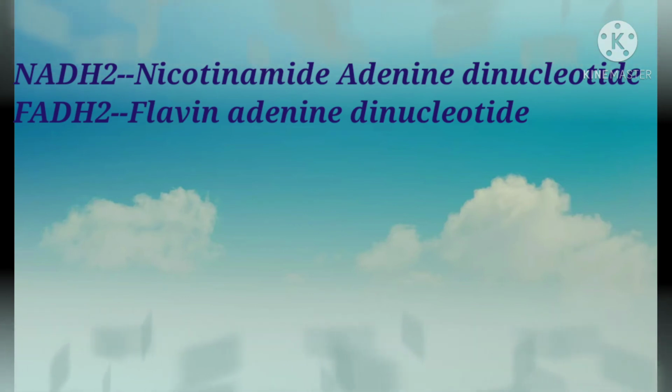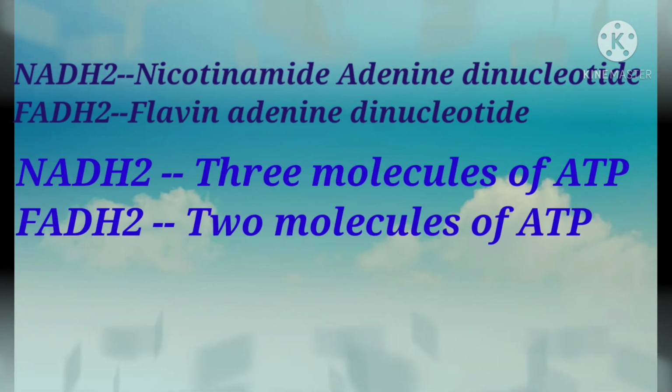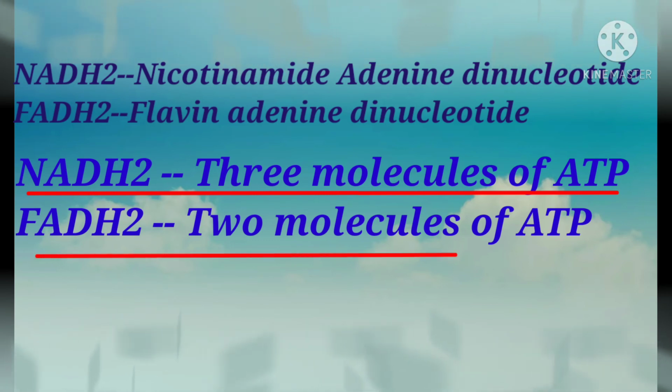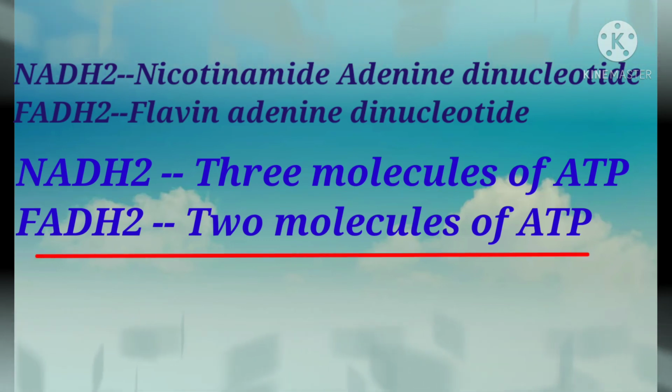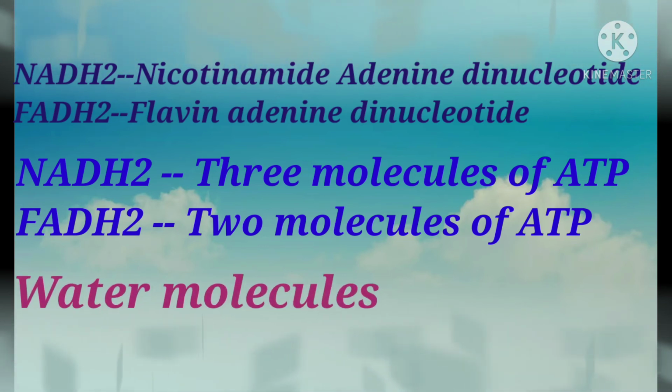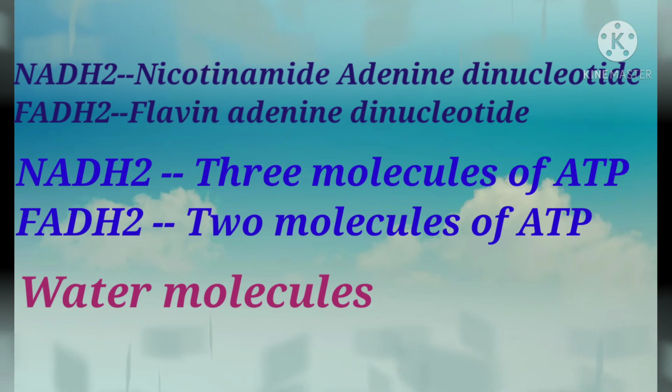These NADH2 and FADH2 take part in the electron transfer chain reaction, so that each NADH2 molecule produces 3 molecules of ATP and each FADH2 molecule produces 2 molecules of ATP during this aerobic respiration. Besides ATP, water molecules are also formed in this reaction. This electron transfer chain reaction is operated in mitochondria only.